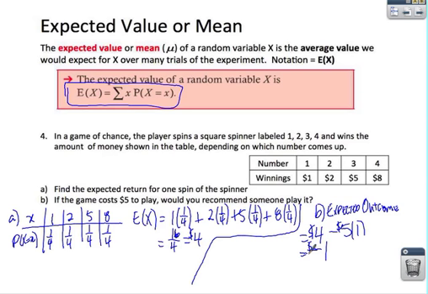And again, it may not happen every time, but like the definition says, we can think of this as a long-term weighted average. All right, so after you play the game many times, you would end up being down $1.